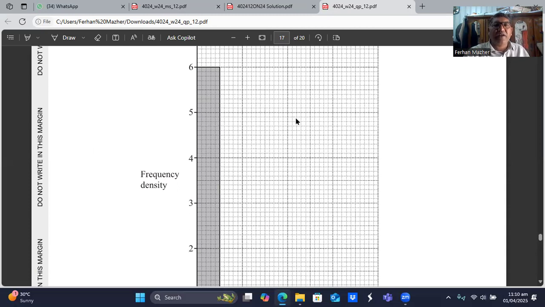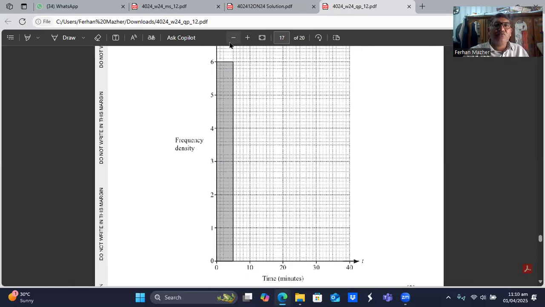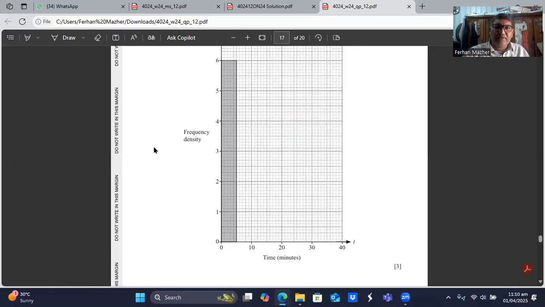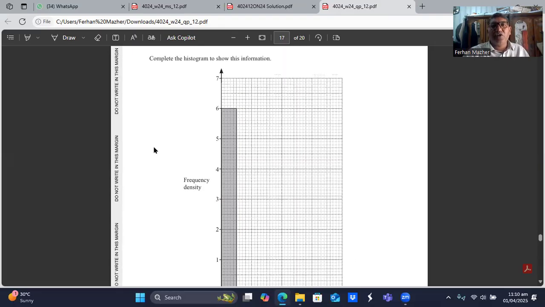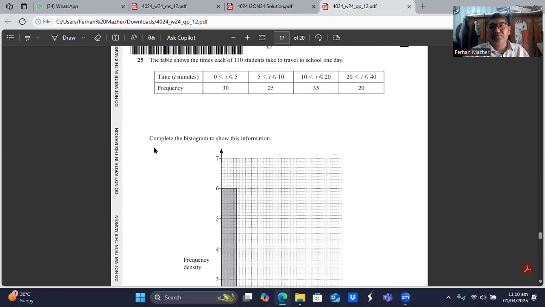So here we have a histogram, and we have to show this. Okay. Because the class widths are different, each class has a different class width, so we have to draw the histogram with the help of the frequency density. Now, if you want to find out the frequency density, you need to know the class width of each class, and then you will calculate the frequency density for each class. The frequency density is equal to the frequency of that class divided by the class width.